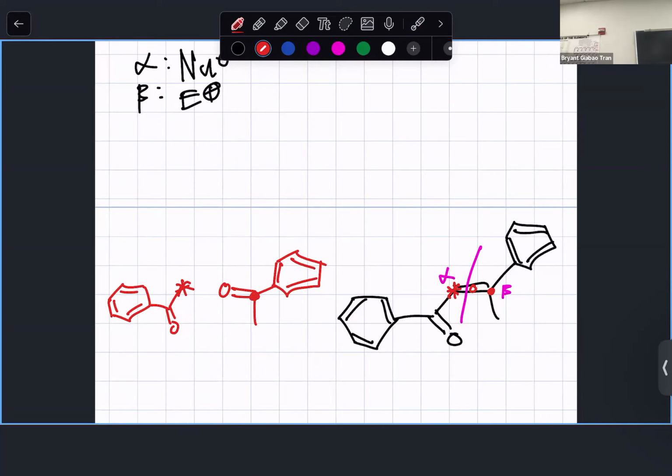Before, I gave this product with no methyl group. If there was no methyl group here, this would be an aldehyde, because that would just be a hydrogen. And this aldehyde here is not this ketone here. That's going to be a mixed aldol, where the nucleophile is different than the electrophile.